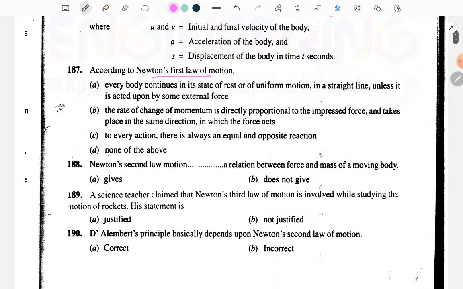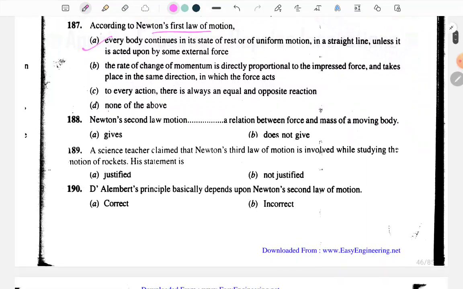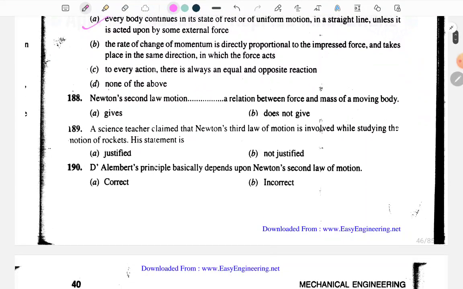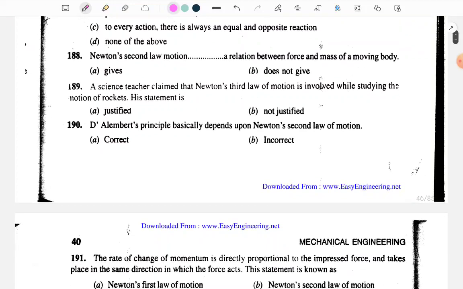According to Newton's first law of motion, every body continues in its state of rest or uniform motion in a straight line unless it is acted on by some external force. Next, Newton's second law of motion gives the relation F equal to ma. This one only is given. This is Newton's second law.